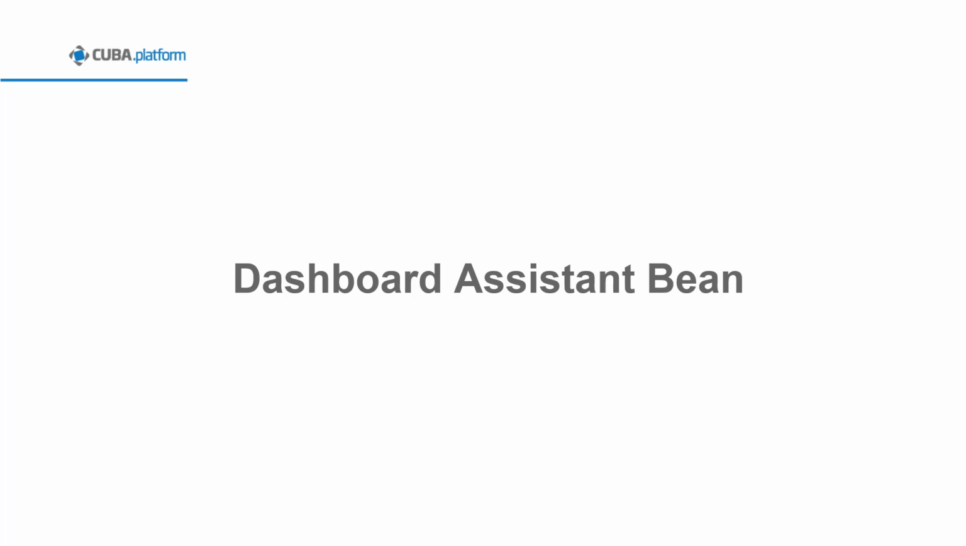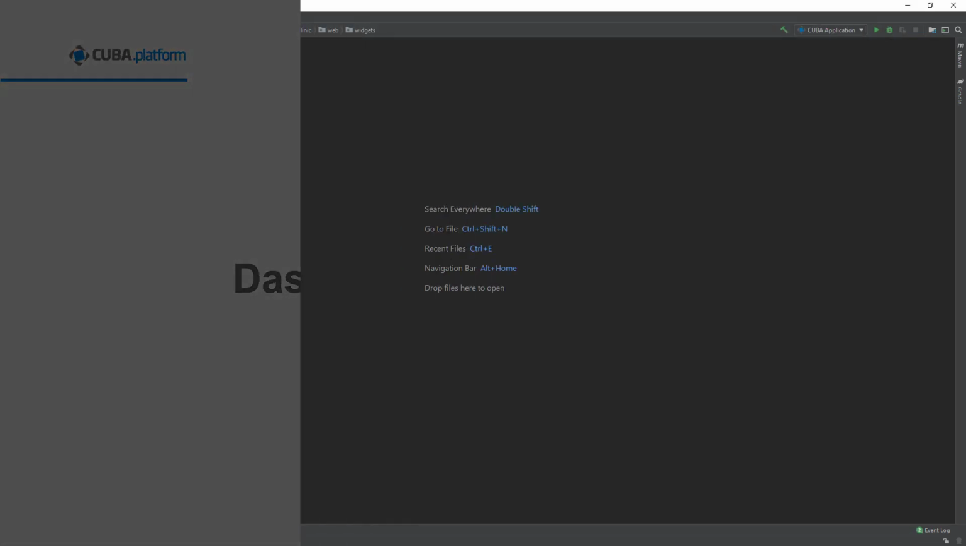Since users can choose which assistant bean should be linked to the dashboard in the UI, the assistant bean is a good choice if you need to allow users to turn some business logic on and off or let users choose from one of the predefined business logic providers. Let's create such an assistant bean.